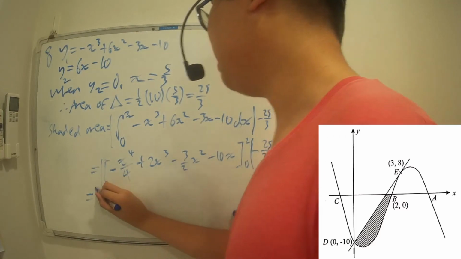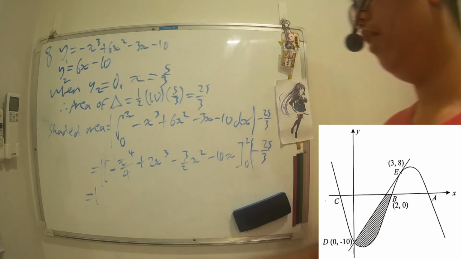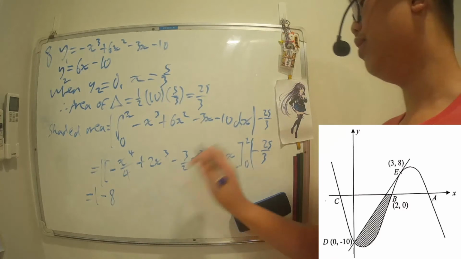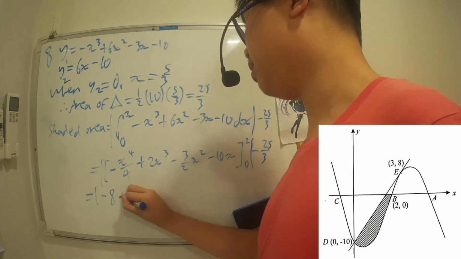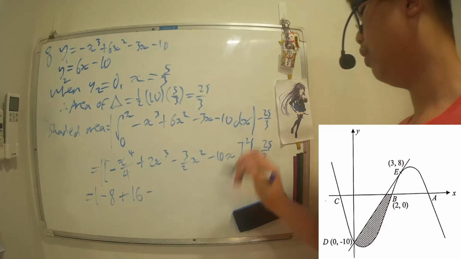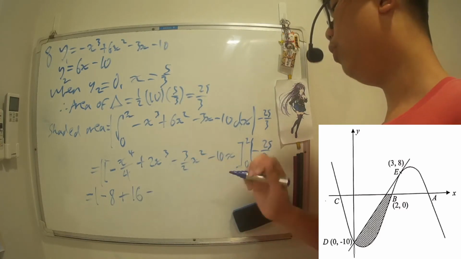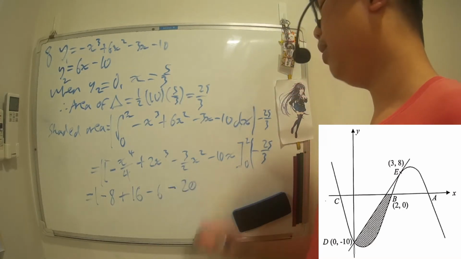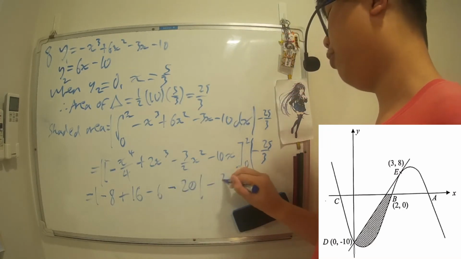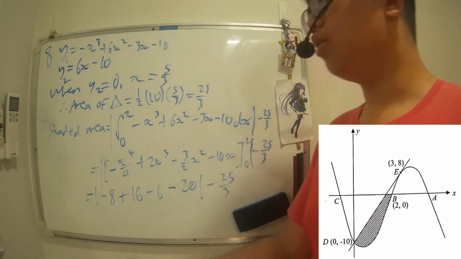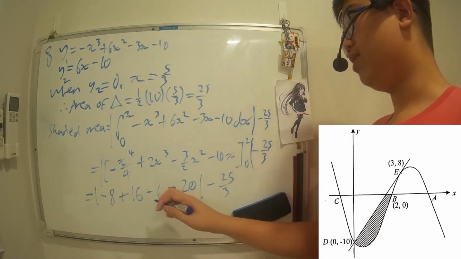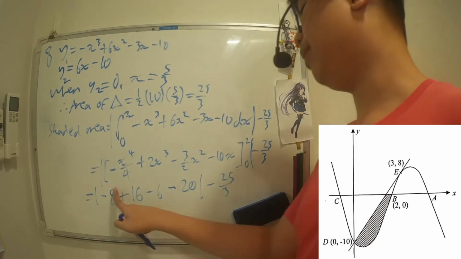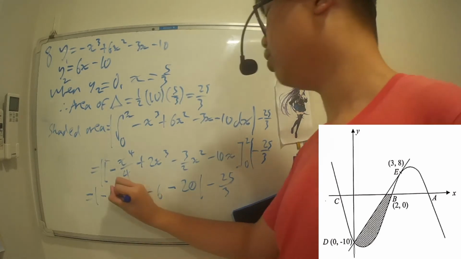So let's see what this is. If I sub 2 here, then I will get negative 8. Then this is 2 into here, then this is plus 16. Then minus 3 over 2 times 4, which is 6. Minus 6. Minus 20. Then modulus of this, minus 25 over 3, that's the answer. So let's work it out. This is minus 8 plus 16, this is 8. Then minus 6 minus 20. So when I minus 6 from here, sorry, this should be minus 4, right? This should be minus 4, sorry.